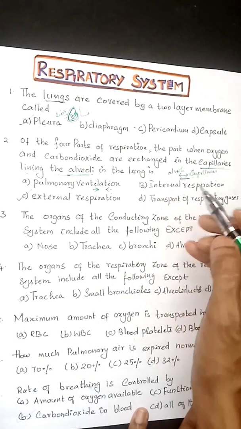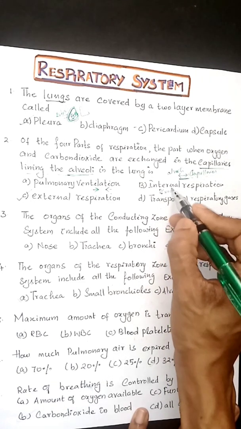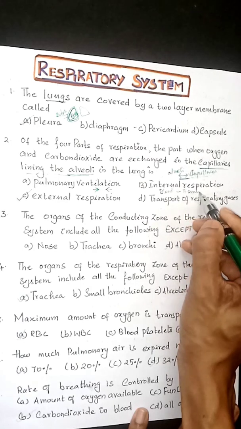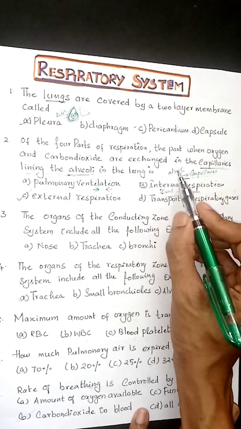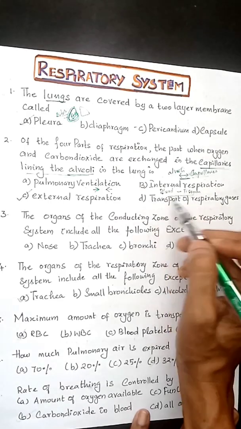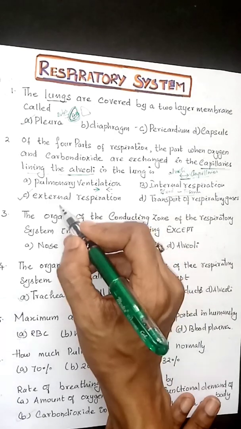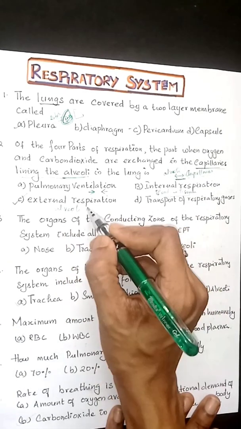And fourth is the internal respiration. It means there is gaseous exchange between the blood vessels and the tissues. So internal respiration means there is exchange of carbon dioxide and oxygen between the blood and the tissues at the tissue level. This one is between the alveoli and the capillaries, blood vessels. Alveoli and capillaries.